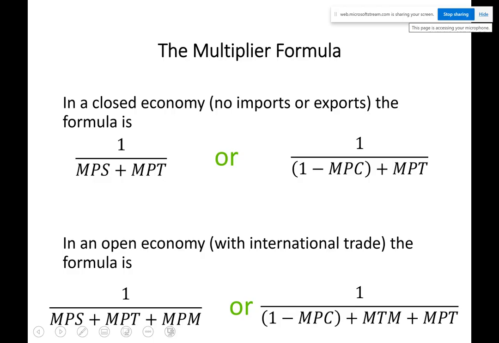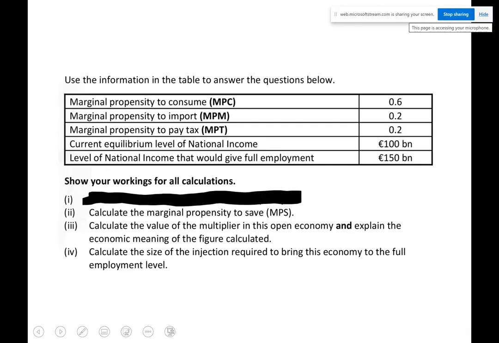I'm going to look at two questions from Leaving Cert papers, and then I'm going to get you to do a few questions in the book. So here is the first question. Have a look at it. Pause and have a look. Yeah, we paused. Cool.